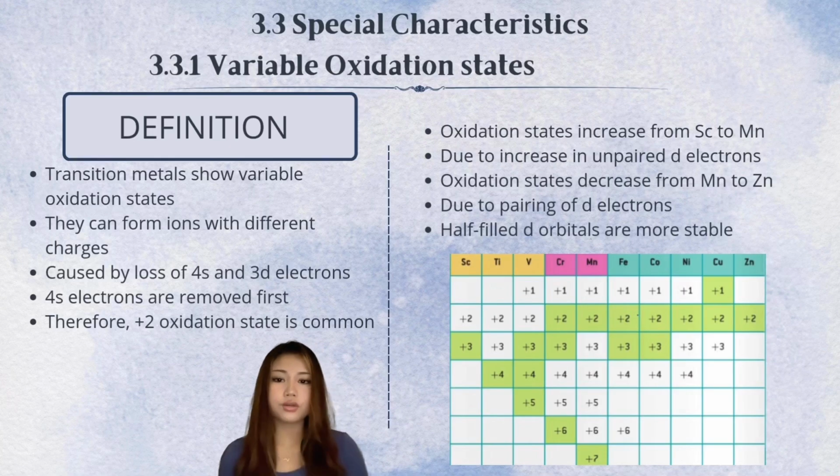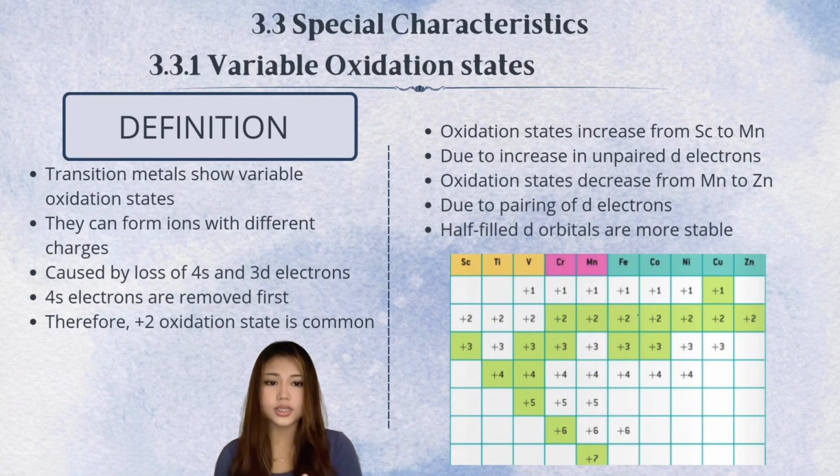If we look at the trend across the transition series, the number of possible oxidation states increases from scandium to manganese. This is due to the increase in unpaired d electrons, which can participate in bonding. After manganese, the oxidation states decrease from manganese to zinc. This happens because the d electrons begin to pair up, making them less available for bonding. Manganese shows the highest number of oxidation states, and this is because its half-filled d orbitals are especially stable. The table on the right illustrates the common oxidation states of transition metals from scandium to zinc, showing how the variety of oxidation states changes across the period.